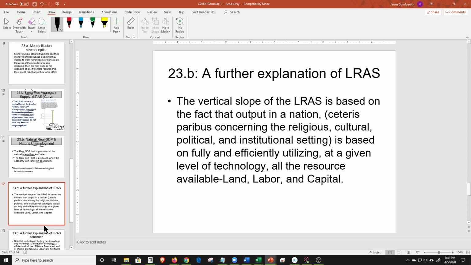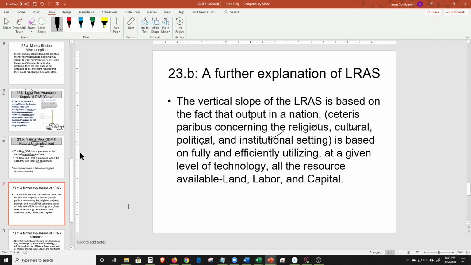Now here's a little addition by me. The rest of that previous was from the textbook. But basically what's being said here is that the vertical slope of the long-run aggregate supply curve is based on the fact that output in a nation, everything else the same, concerning religious, cultural, political, and institutional setting, is based on fully and efficiently utilizing at a given level of technology all resources available, land, labor, and capital. So I think basically we had this before.